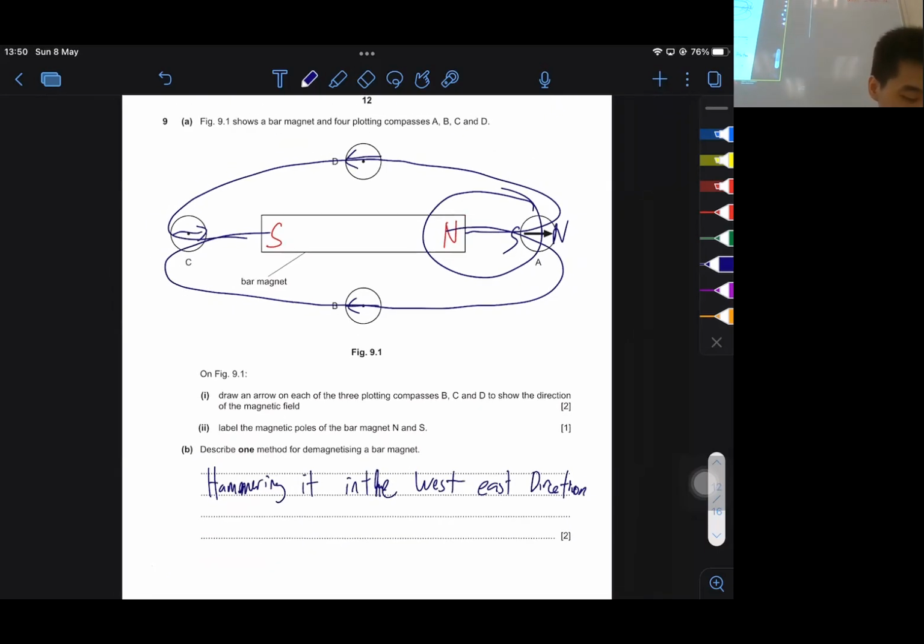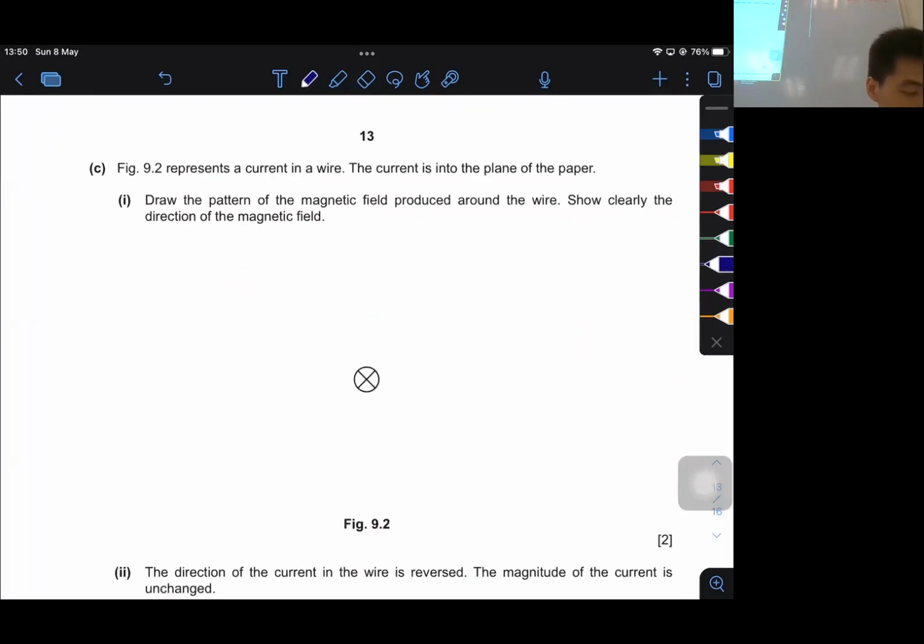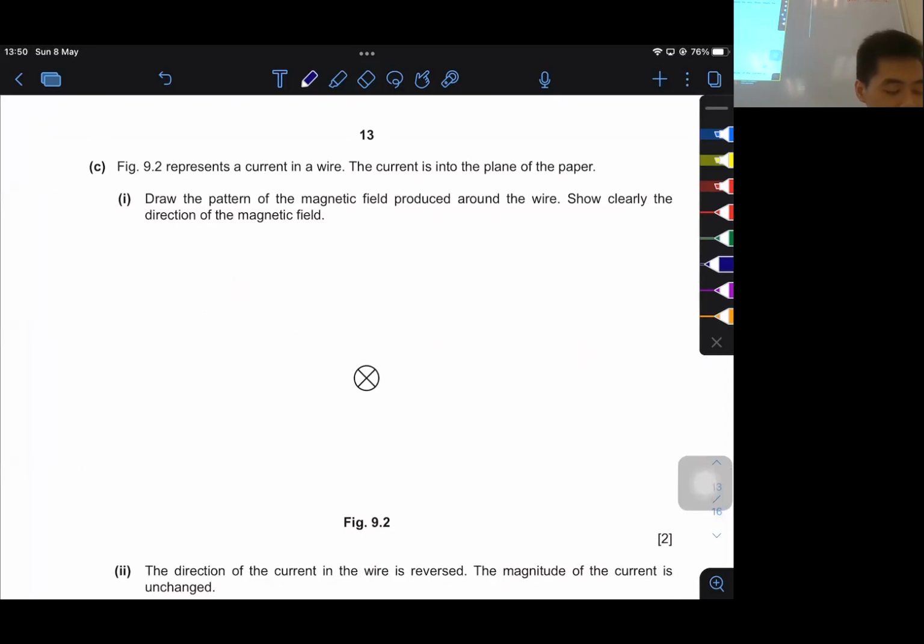Okay. Anyways, moving on to the next part here. Figure 9.2 represents a current in the wire. The current is in the plain paper. Draw the pattern of the magnetic field. Clearly show the direction. X means to say the current is going in or out of the paper. Marcus is going into the paper. What if it's going out? What should you draw it as?